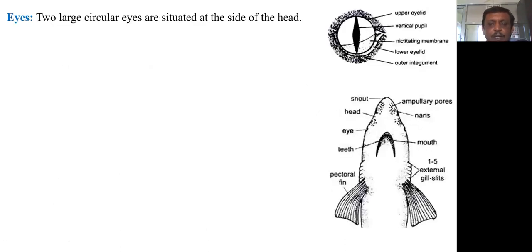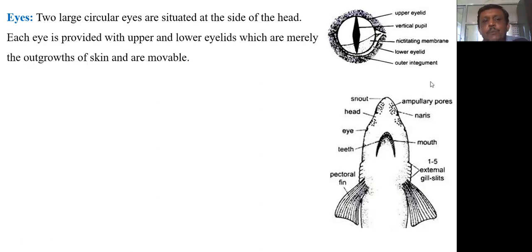And third part, eyes. Two large circular eyes are situated on the side of the head. Here again in the diagram, these are eyes, here also there is an eye. So these eyes are large and circular, which are situated on the lateral side of the head. Each eye is provided with an upper and lower eyelid. Here in the diagram we can see the upper eyelid and the lower eyelid. It is labeled upper and lower eyelid.